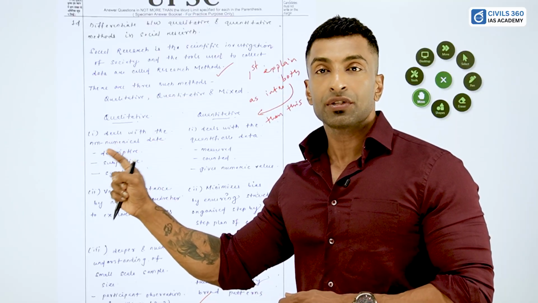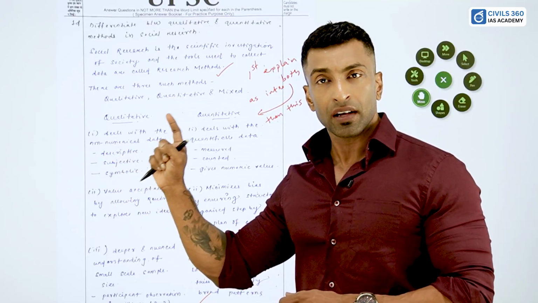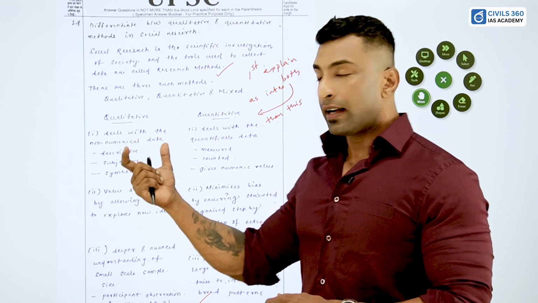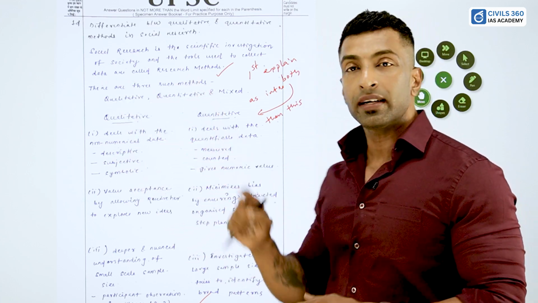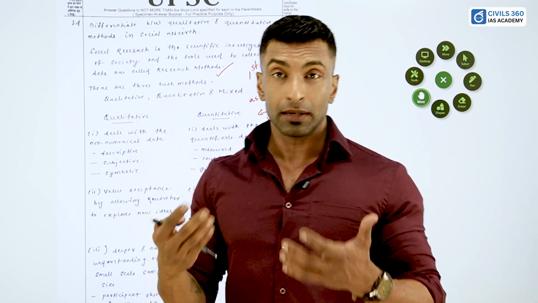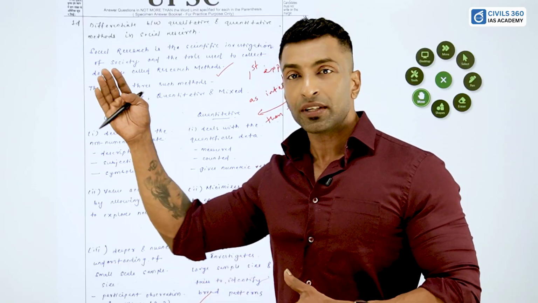Quantitative is dealing in numbers, numerical data, that ensures objectivity, right? That you can write in the beginning. And qualitative is dealing in text. That's the description of the phenomena. So after that, you draw the table.